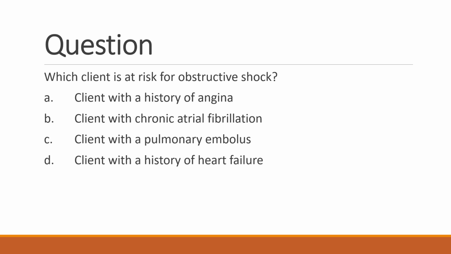Which client is at risk for obstructive shock? The client with the history of angina, the client with chronic atrial fibrillation, the client with a pulmonary embolus, or the client with a history of heart failure? The only one that would cause obstruction would be C, pulmonary embolus.